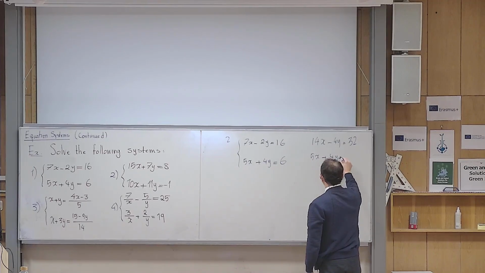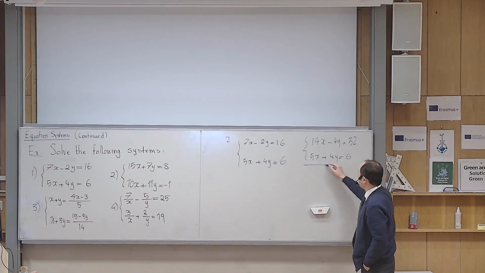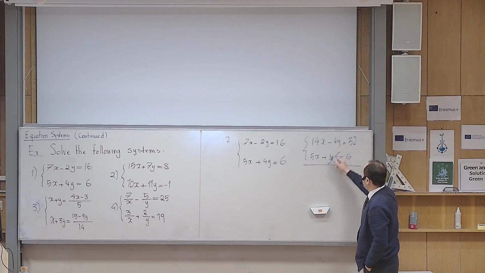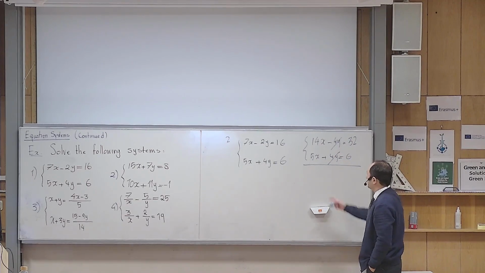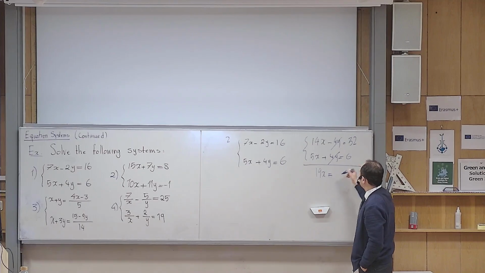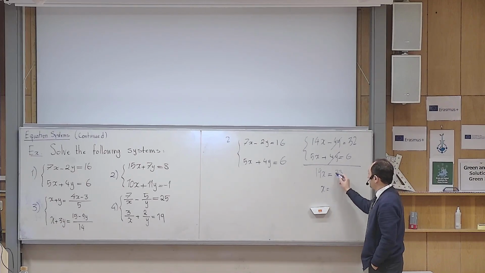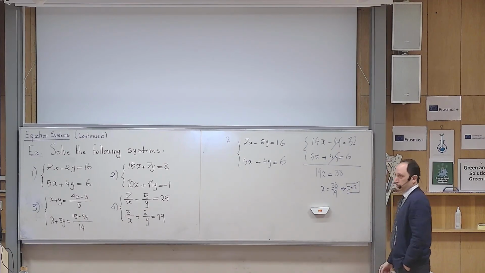Yes? Because I achieved the goal. If I now add them, 4y and 4y are cancelled, and this becomes 19x. And on the right hand side, this and that becomes what? 38. So x becomes 38 over 19, which is 2. You see, I didn't need any calculators.